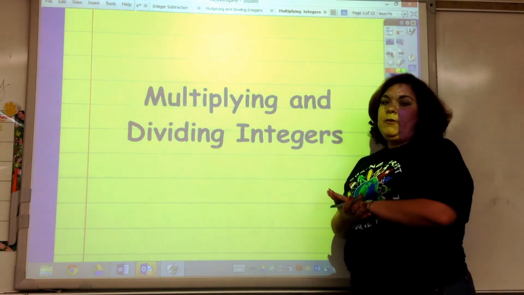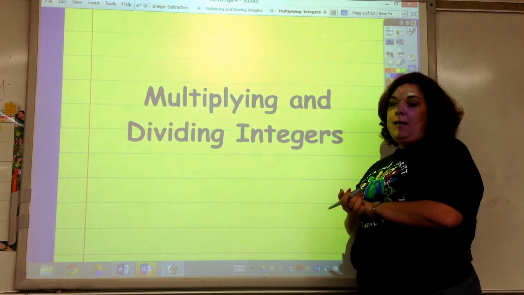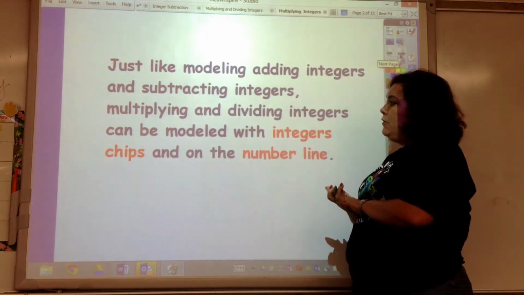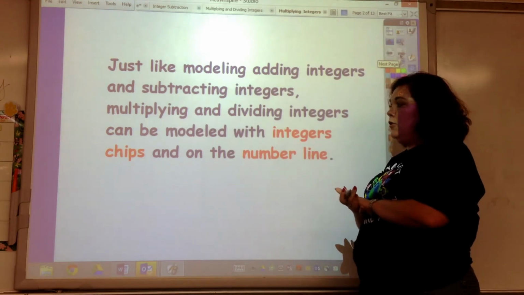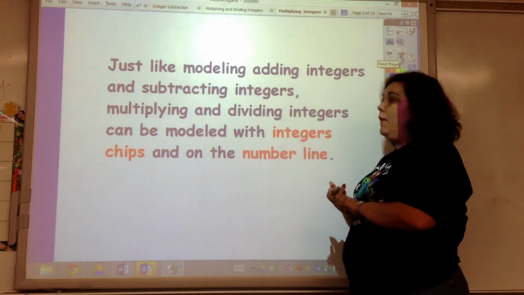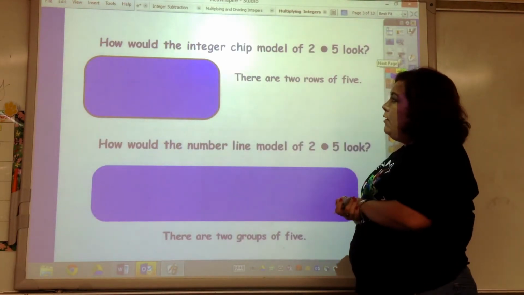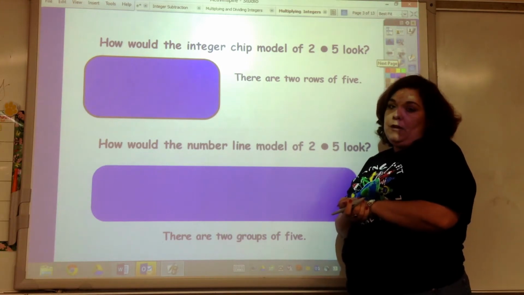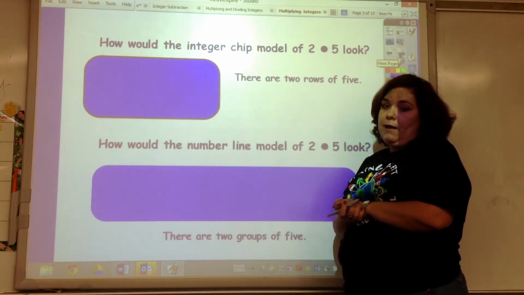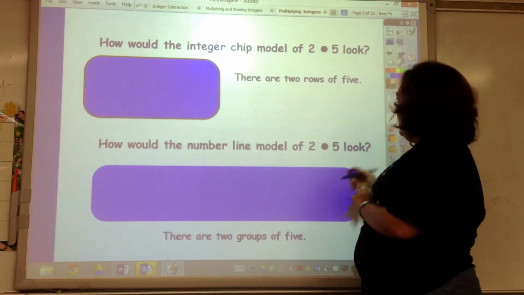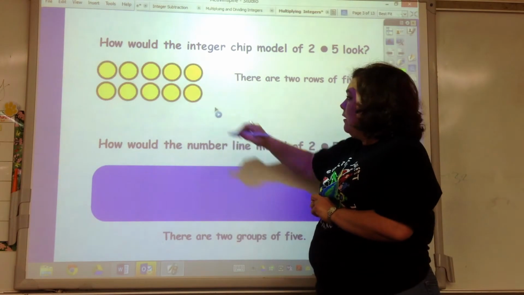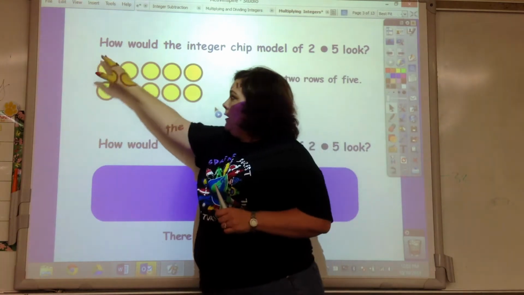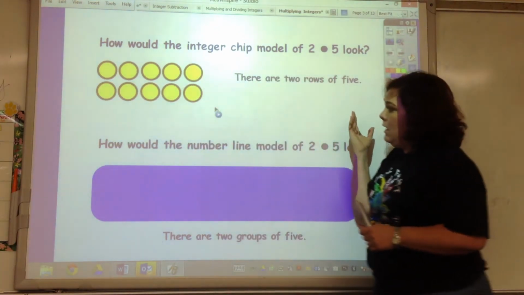So today we're going to be learning about multiplying and dividing integers. And just like modeling addition and subtraction of integers, multiplying and dividing integers can be modeled with integer chips or a number line. How would the integer chip model of 2 times 5 look? This is like from elementary, if you were showing 2 groups of 5 or 5 groups of 2. There are 2 rows of 5. So 2 times 5 is, of course, 10.